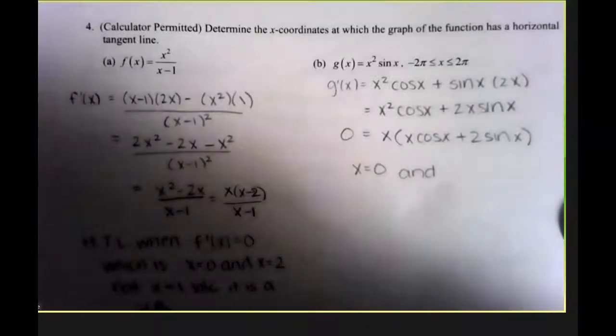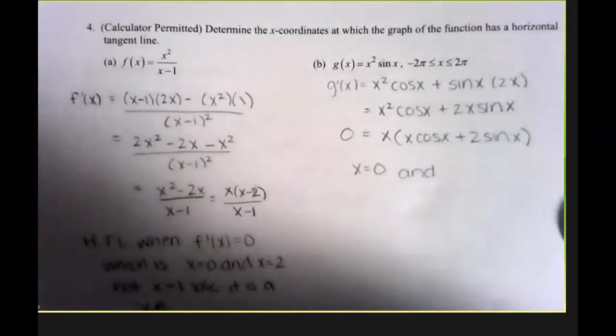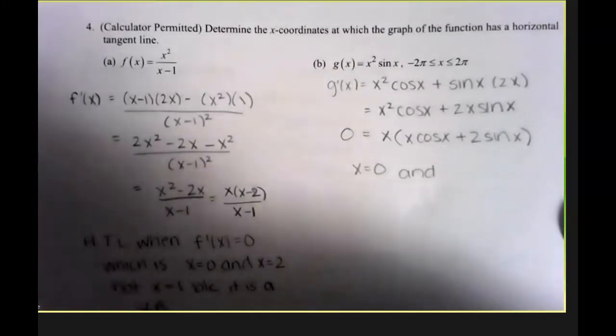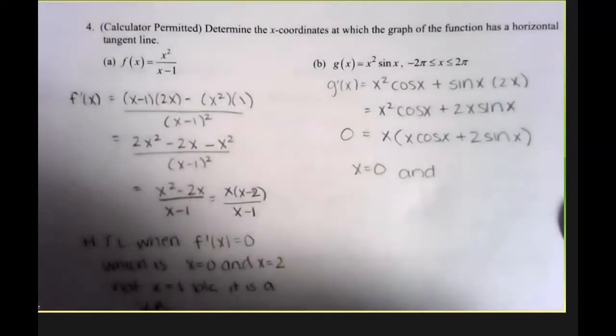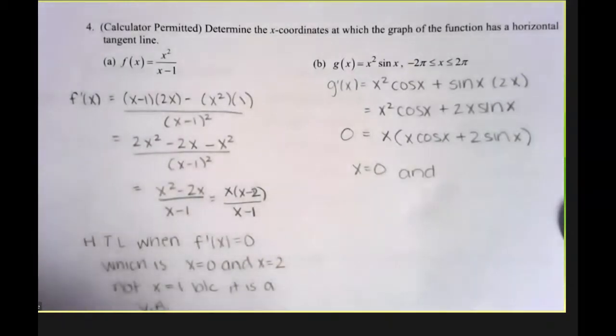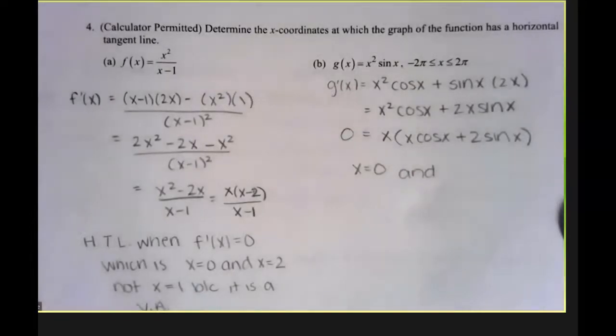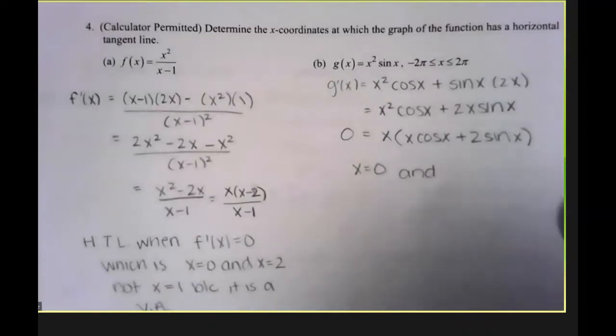And then down in 4, we were determining the coordinates of a function at its horizontal tangent. So a horizontal tangent line is when the derivative is equal to 0. What we had to first do for these problems is find our derivative, and then once we found our derivative, we needed to set that derivative equal to 0 and solve for our x values.